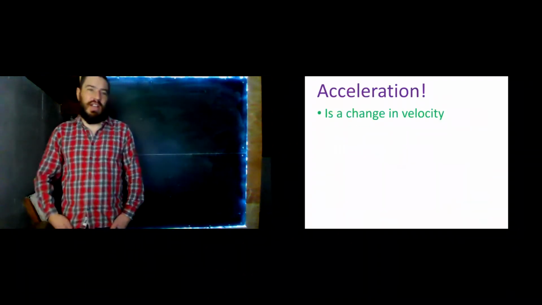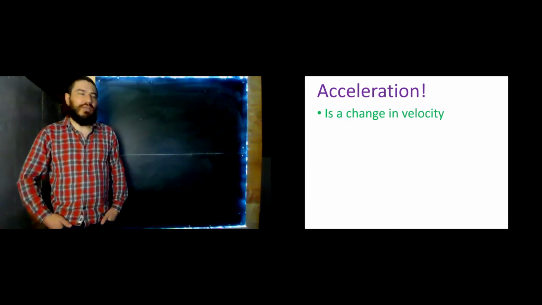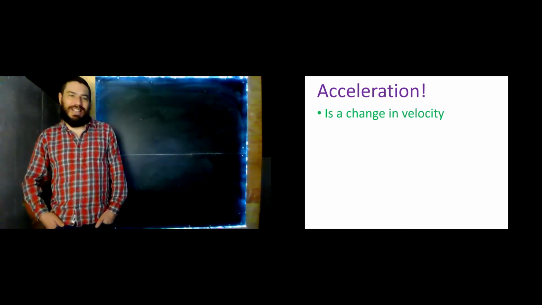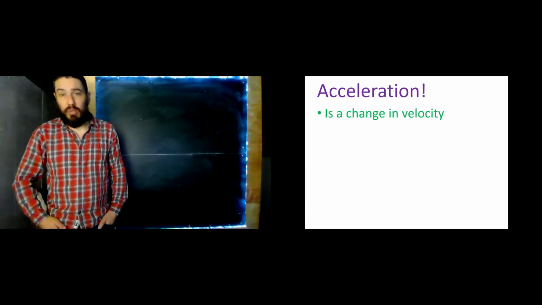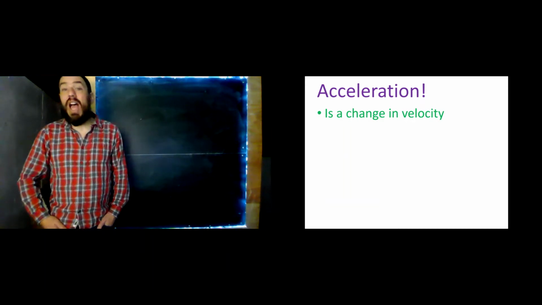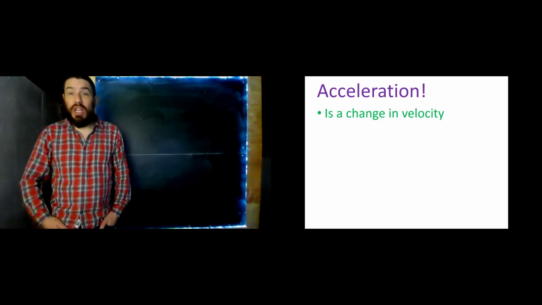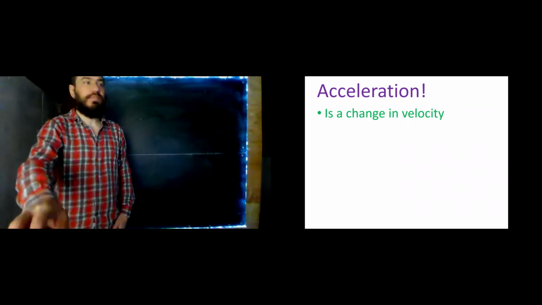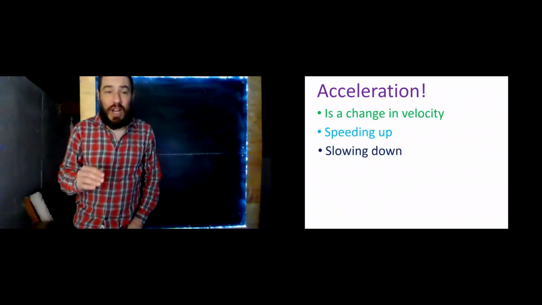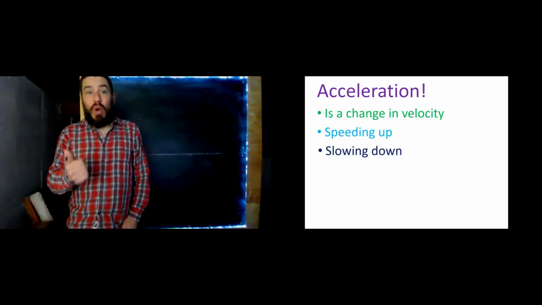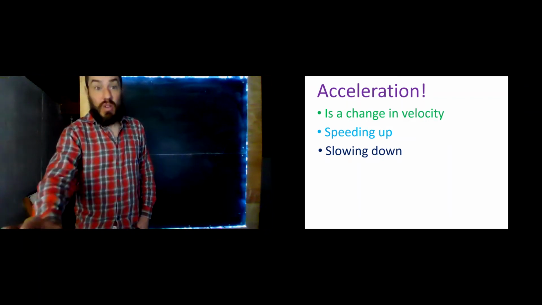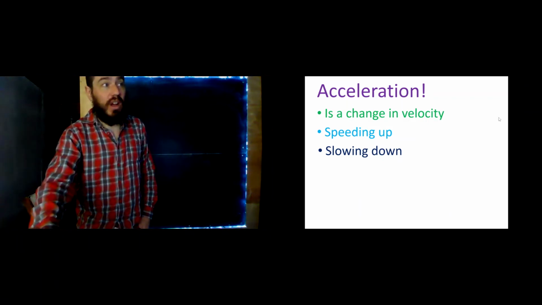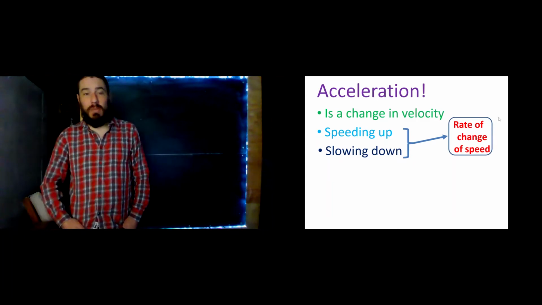The third is acceleration. Well, what is acceleration? I've told you that you need to understand what velocity is in order to understand what acceleration is. And that is because acceleration is a change in velocity. So we can change the speed of an object by either speeding up or slowing down. Those are accelerations. We call those the rate of change of speed.